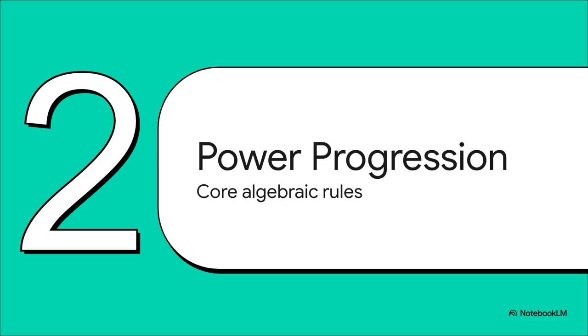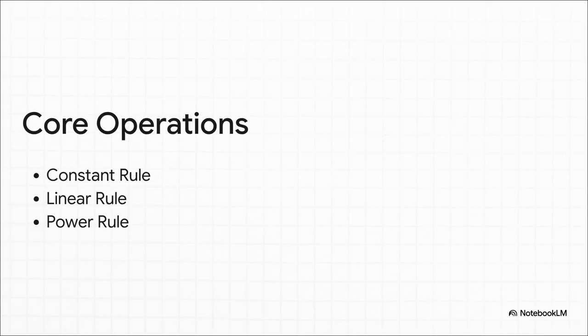With that concept in our back pocket, we are ready for Section 2, the power progression. We're going to look at three core algebraic rules to get us started: the constant rule, the linear rule, and the absolutely crucial power rule. These form the base we're going to use to build up progressive complexity.